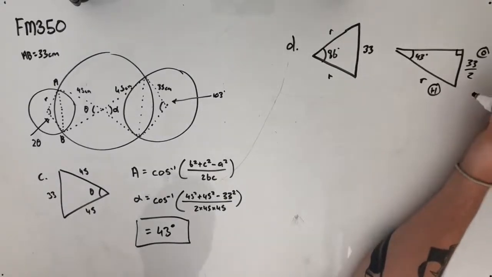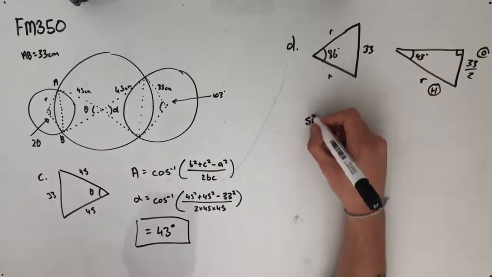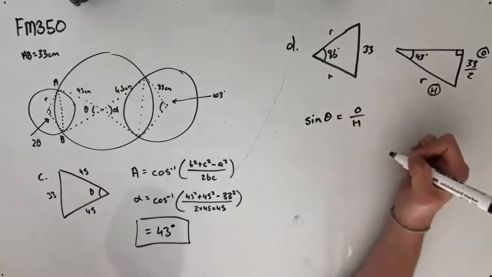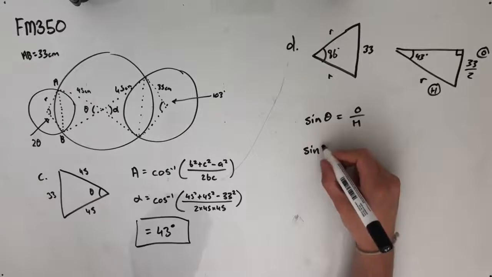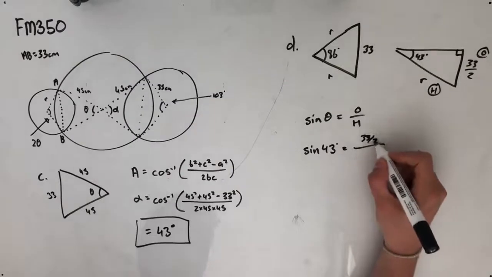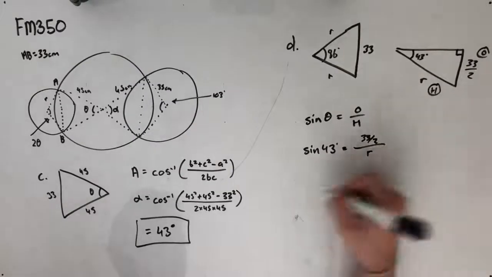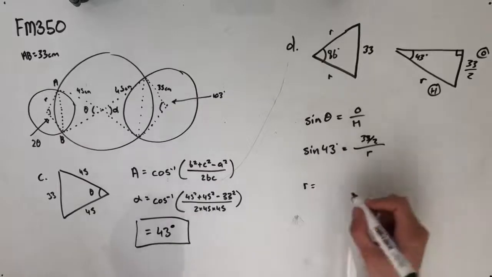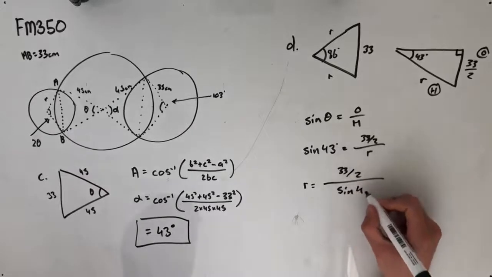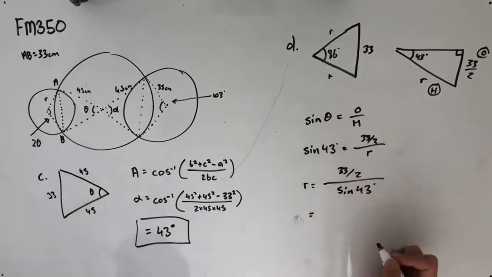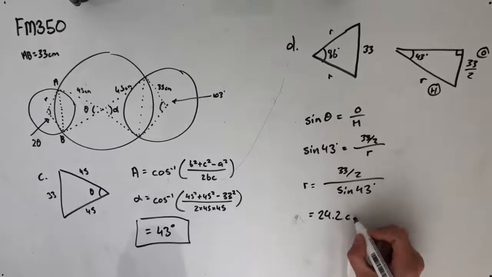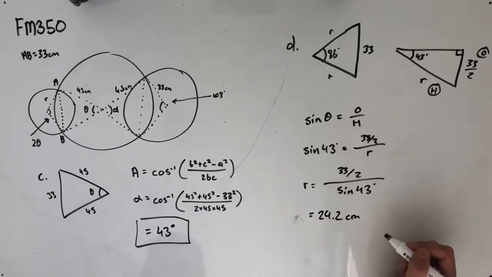This side is on the opposite side, so we know that we're going to be using our sine equation. So sine theta is going to be equal to opposite over hypotenuse. So substituting our known values, we get sine of 43 degrees is equal to 33 on 2 over r. Rearranging for r, or just solving from here, you'll get r is equal to 33 on 2 all over sine 43 degrees. Plugging that into a calculator and solving to 1 decimal place should give you an answer of 24.2 centimeters for that value of r.